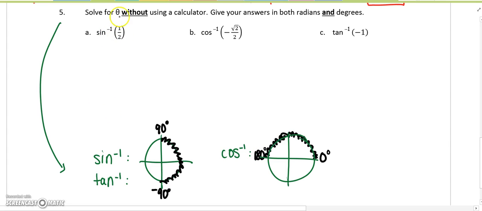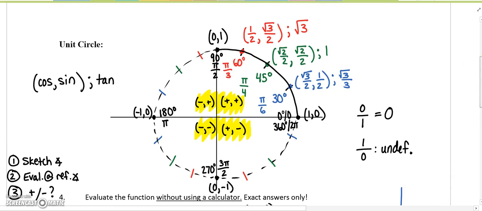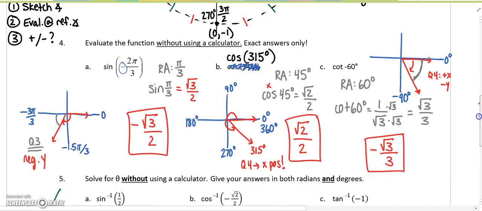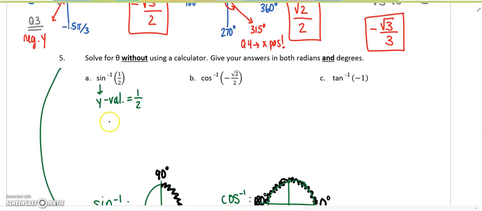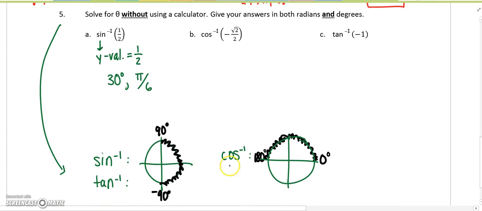Inverse sine of 1/2. That means we need the angle that has a sine, so a y value equal to 1/2. Well, let's take a look at our first quadrant. Y value of 1/2. I think I see one. Alright, y value of 1/2. That's 30 degrees, or pi over 6. So there's my answer. Alright, and I can tell that that answer makes sense because it's in the correct range. It's between negative 90 and 90.